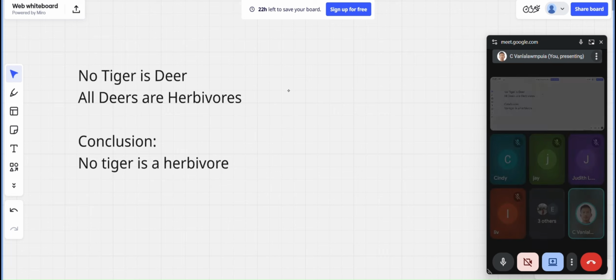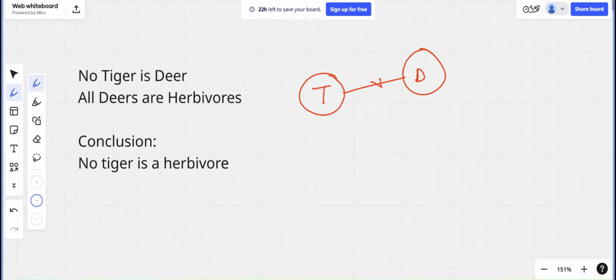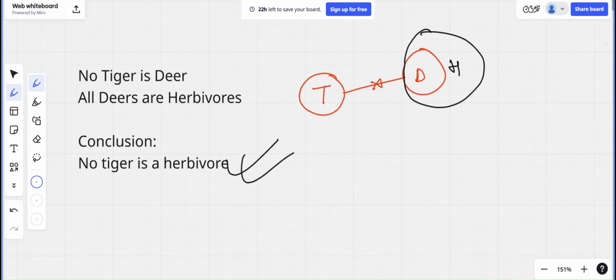So Elena says it's true. Let's see. If it says no tiger, it'll be like this. No tiger is deer, so you'll separate them, like this. All deer are herbivores. So it's like this. This is the chart. So no tiger is a herbivore. This is true.